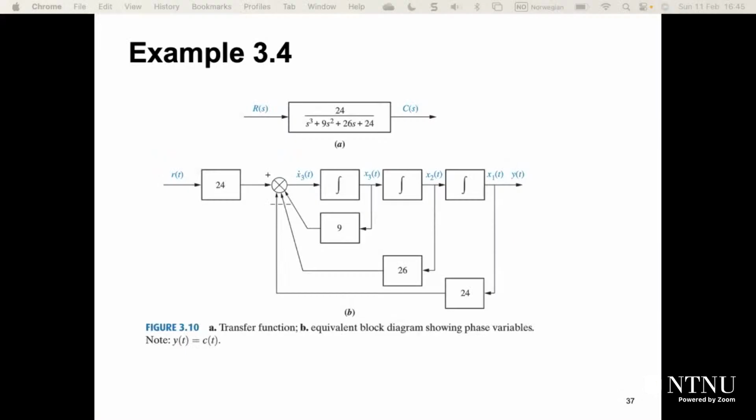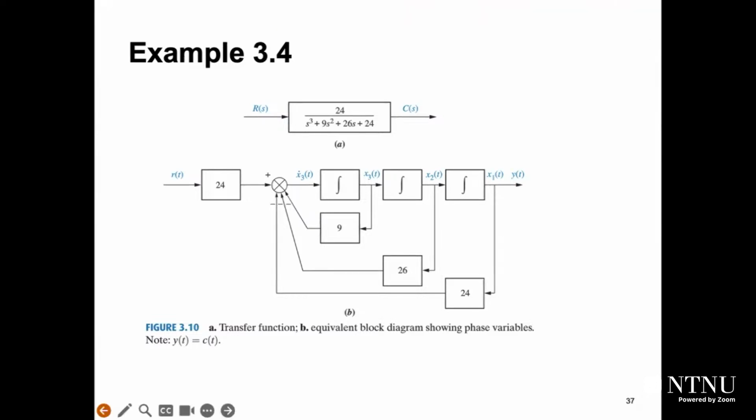Welcome again to part 3 of chapter 3. In this part, we will continue the rest of our slides. I will go through example 3.4 one more time.